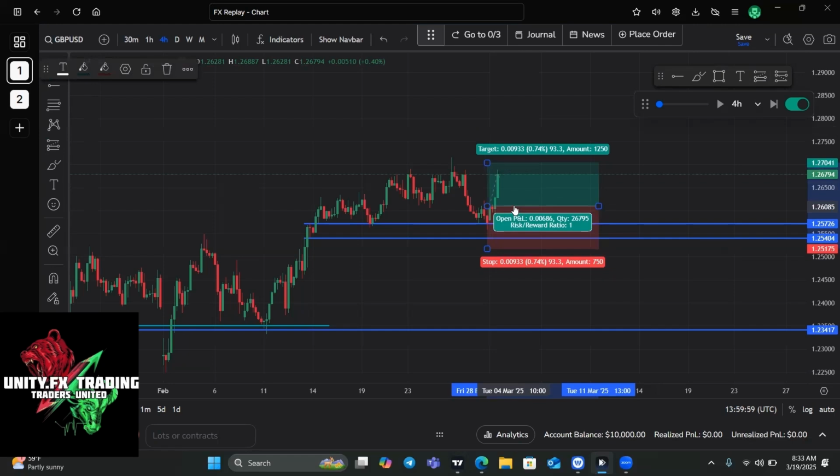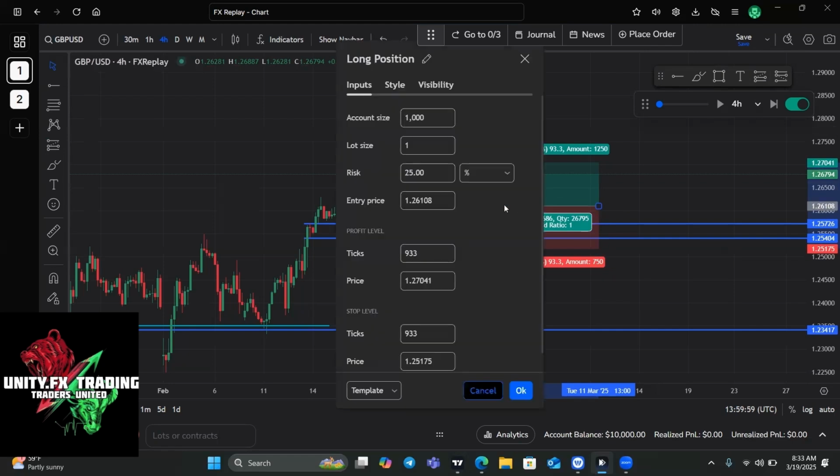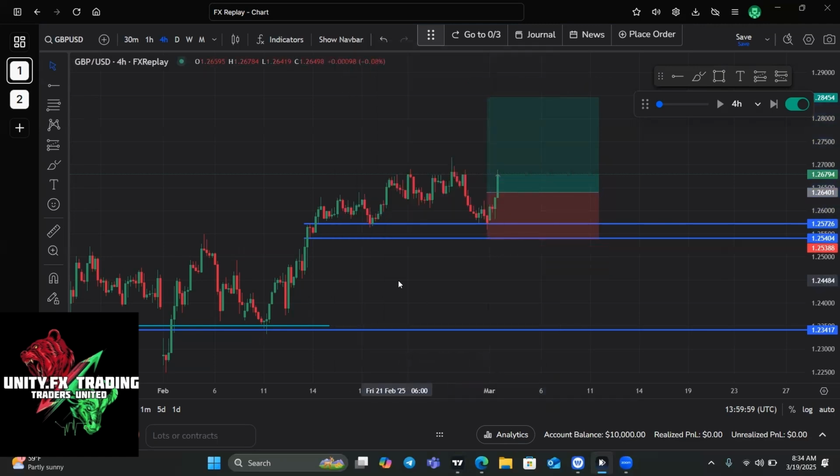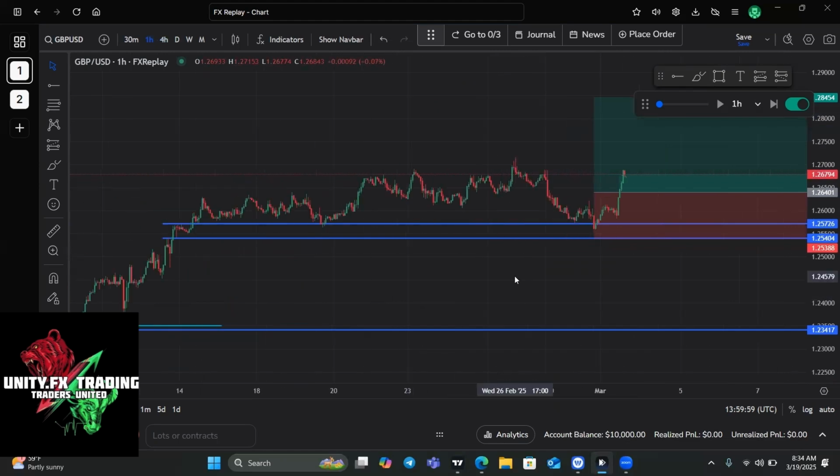So basically, I'm just going to put the very same entry that we had here. Our entry level was at 26,401. And then we had our profit level at 28,454. And then our stop level was at 25,388. You guys can just check the pictures of the original entry there. So yeah, guys, this is how our trade played out.